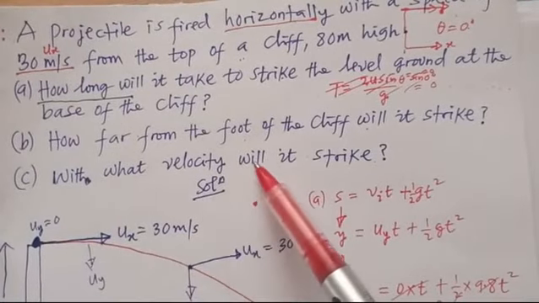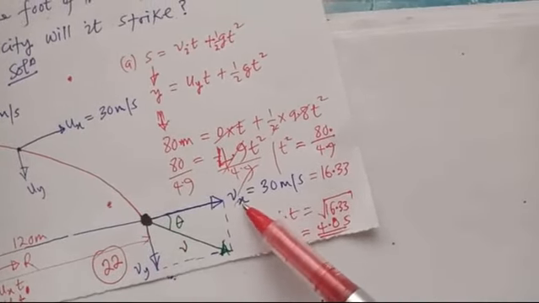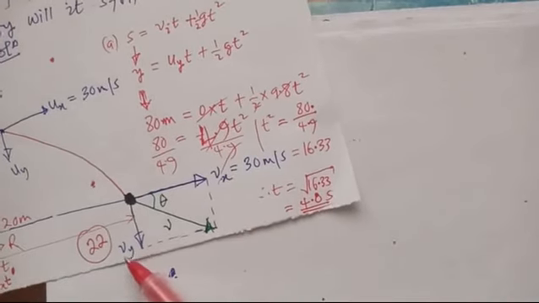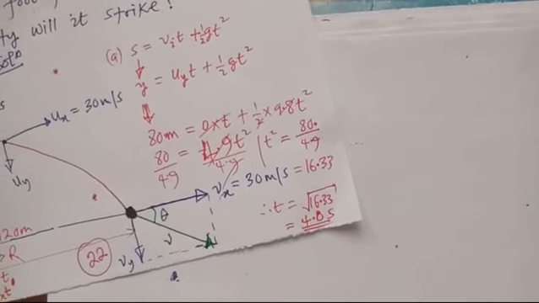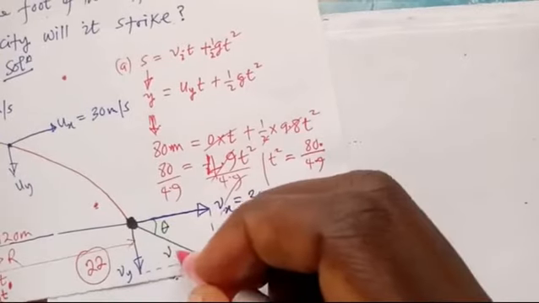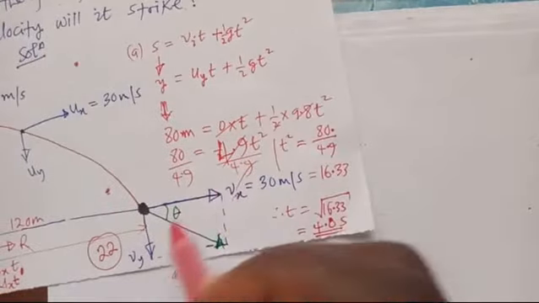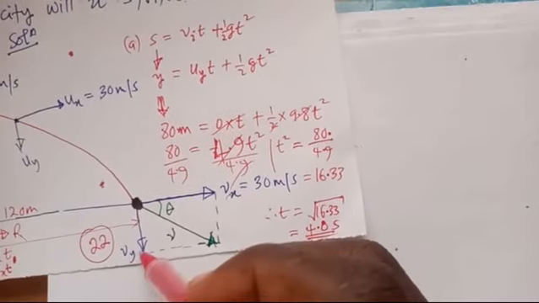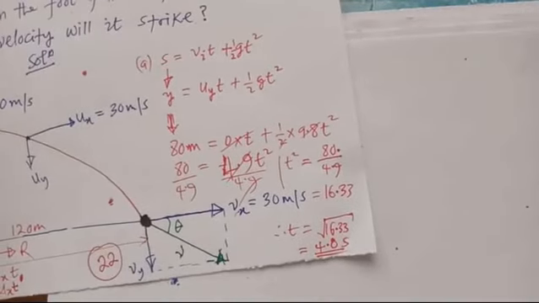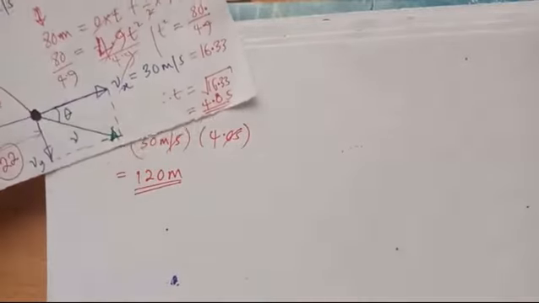Finally, they said, with what velocity will it strike? We know that at the striking point, we have the final horizontal velocity v sub x, and we also have the final vertical velocity v sub y. Which one are they talking about? The one they want is this v, the resultant of these two, and we cannot get the resultant unless we know both of them. As it is now, we only know v sub x, but we don't know v sub y. So we have to calculate v sub y, which is a vertical velocity. What formula do we use to get our v sub y?